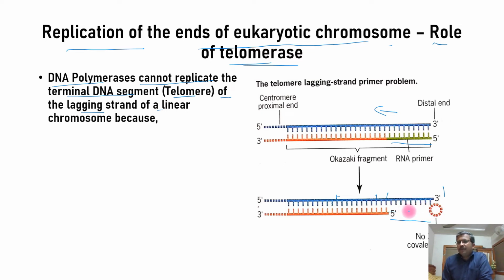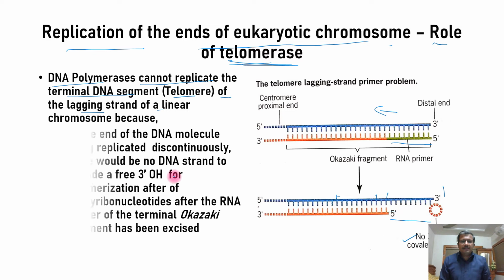So for that purpose, we are having a mechanism that is forwarded by the telomerase activity. So here there is no 3'-OH. That's why the addition of DNA nucleotide is not happening. There is no 3'-OH. So this gap should be filled, and that is with the help of telomerase. That's what this point says.